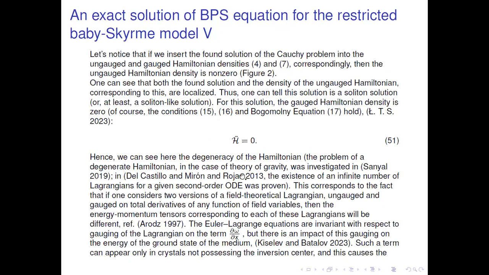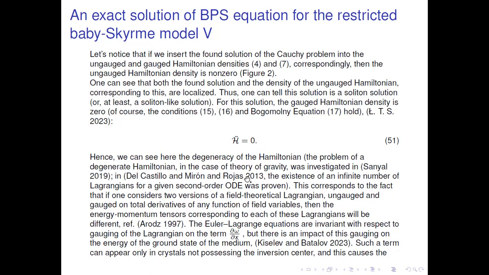So here we can see the degeneracy of a Hamiltonian. And this corresponds to the fact that one considers two versions of a field-theoretical Lagrangian, differing by total derivatives of any function of field variables. Then the Euler-Lagrange equations are invariant with respect to gauging. However, the energy-momentum tensors will be different.